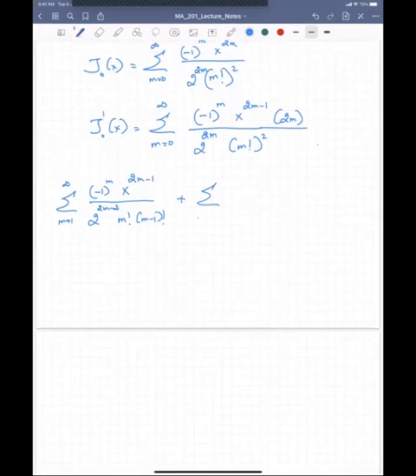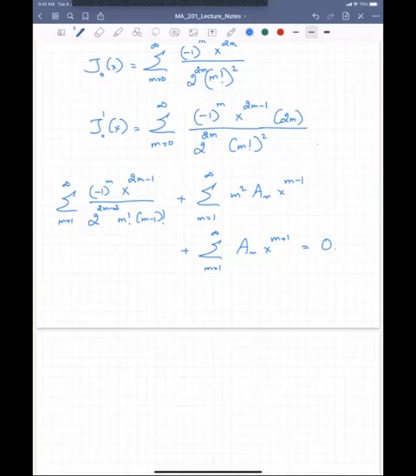And this becomes the sum from m equals 1 to infinity of m squared a_m x to the m minus 1, plus the sum from m equals 1 to infinity of a_m x to the m plus 1, equals 0. Now, if you look at this equation, notice that everything starts at m equals 1. And if you put m equals 1 in this series, you find that only this guy has a coefficient x to the 0, the constant term.